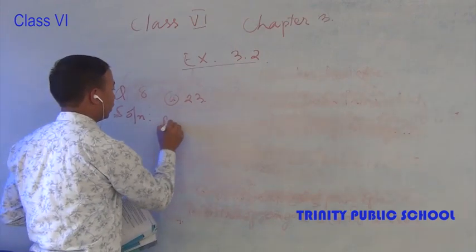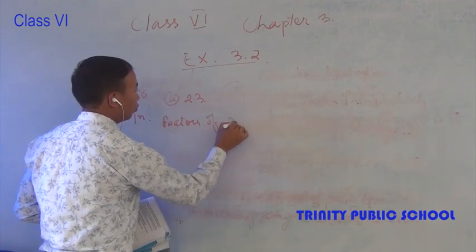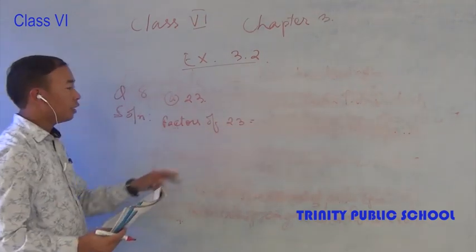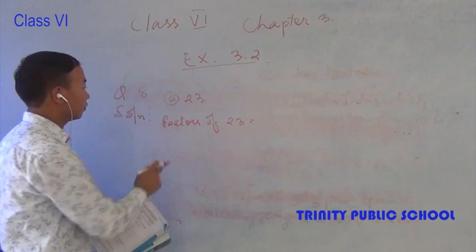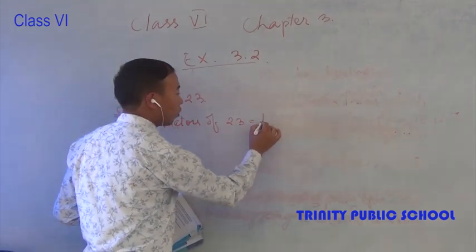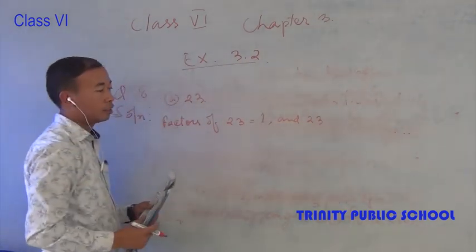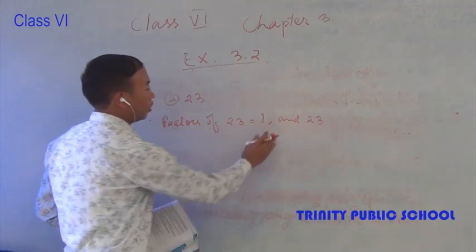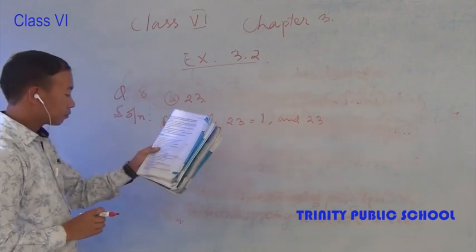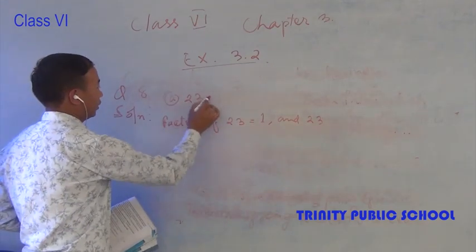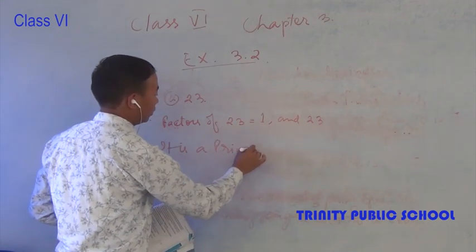Let's see the factors. Factors of 23. Factors, as we have learned in previous classes, are those numbers which divide exactly. The factors of 23 are only 1 and 23. Then 23 is a prime number.